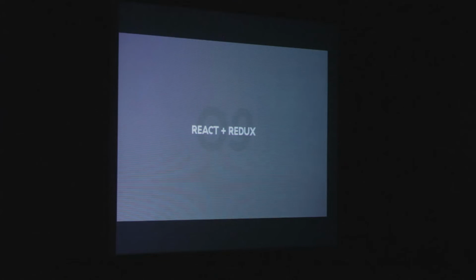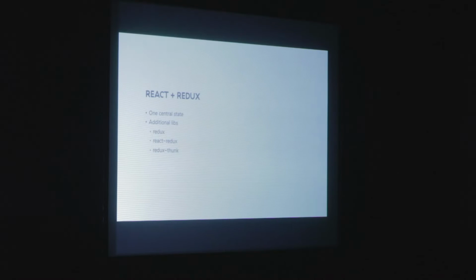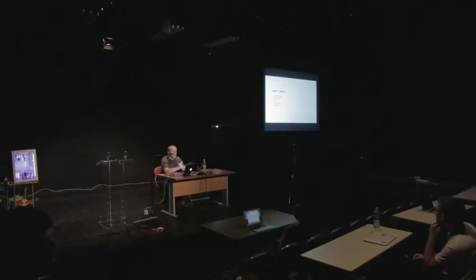Okay, so next part is Redux. The main thing about Redux is that it has only one central state, so you're not allowed to have multiple states. In most cases when you use it, you'll need three things. You'll need Redux, React Redux, which is a binding for React, and if you're doing some async actions, you'll need some additional libraries. In this case, we'll use Redux Thunk.